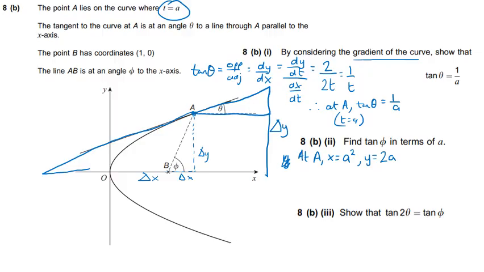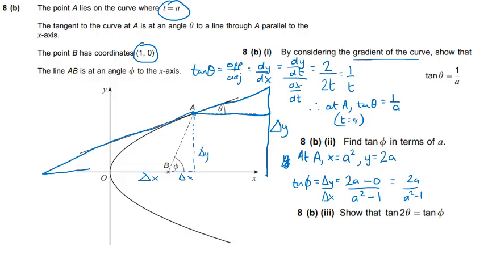And we know the value of B, we're told that has coordinates x equals 1, y equals 0, so we've just got to put that together. So tan phi, which is equal to delta y over delta x, equal to the gradient, is 2A minus 0 divided by A squared minus 1. So just get rid of that 0, and there we are. There's tan phi in terms of A.